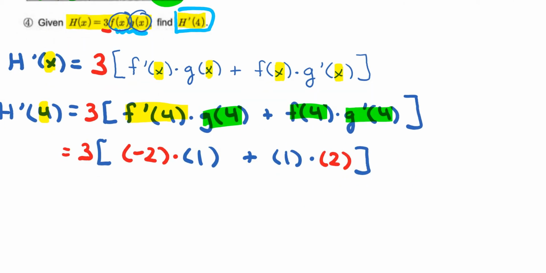Okay, and then after that, we just evaluate this, and just by looking at this will be negative 2, that'll be positive 2, so this is going to be 3 times 0, and 3 times 0 is going to be 0.